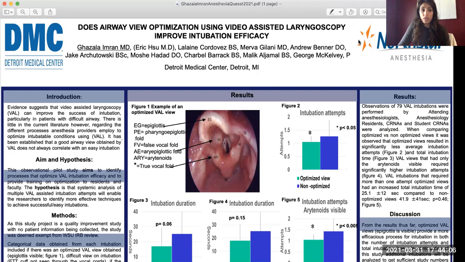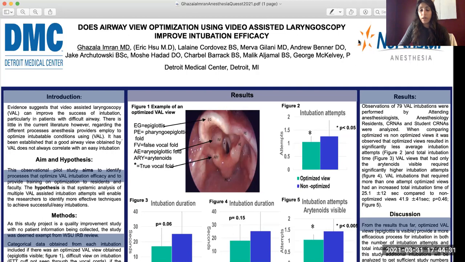So, there has been evidence to show that using this technique over just a regular laryngoscopy can improve the success of intubation, particularly in patients that are known to be a possible difficult airway. However, there really isn't any literature showing the different processes of getting a view and how that affects the success rate of getting an intubation with these new video assisted techniques.